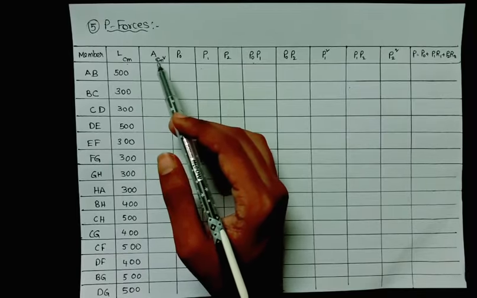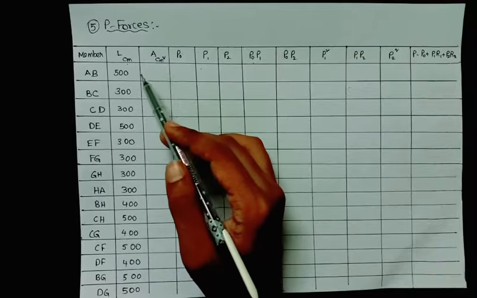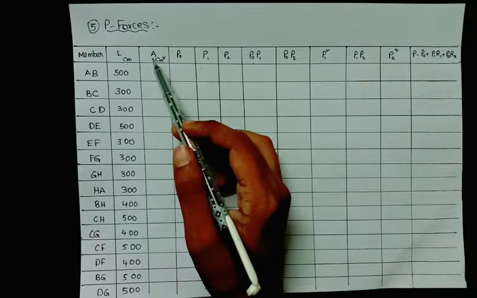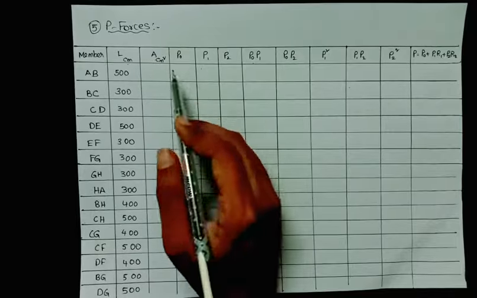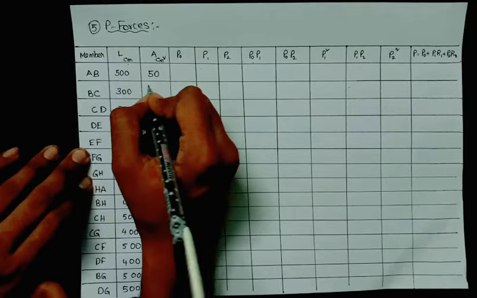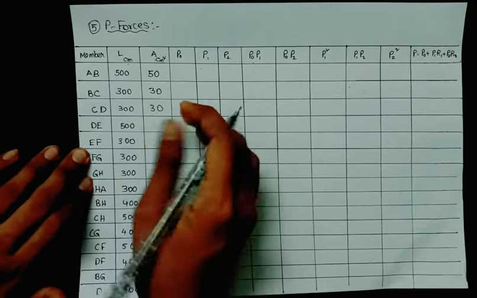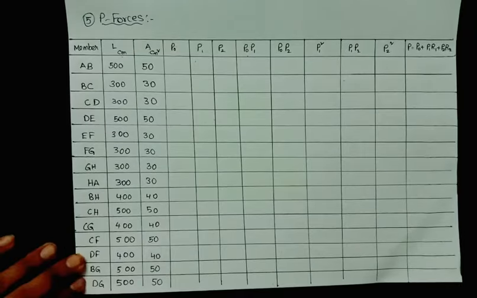So now fill the areas. Write the areas of all the respective members. It is also given in the question. So I am writing here. The area of AB member is given as 50 square centimeter. The area of member BC is given as 30 square centimeter. Similarly fill all the values.